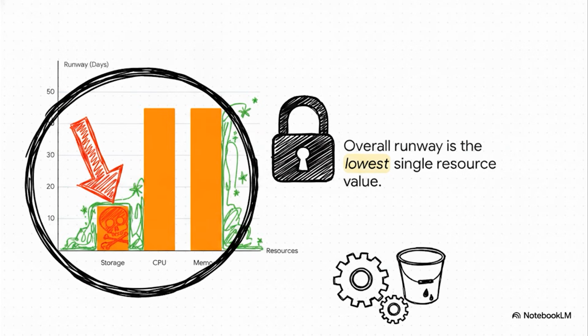fine at 45 days. So what is your overall cluster runway? It's 14 days. I like to call this the lowest denominator rule. The overall cluster runway value is always strictly tied to the single most constrained resource. The system is smart enough to recognize that if you run out of storage in 14 days, it doesn't matter how much extra CPU you have lying around. Your cluster is still going to experience a severe capacity event.